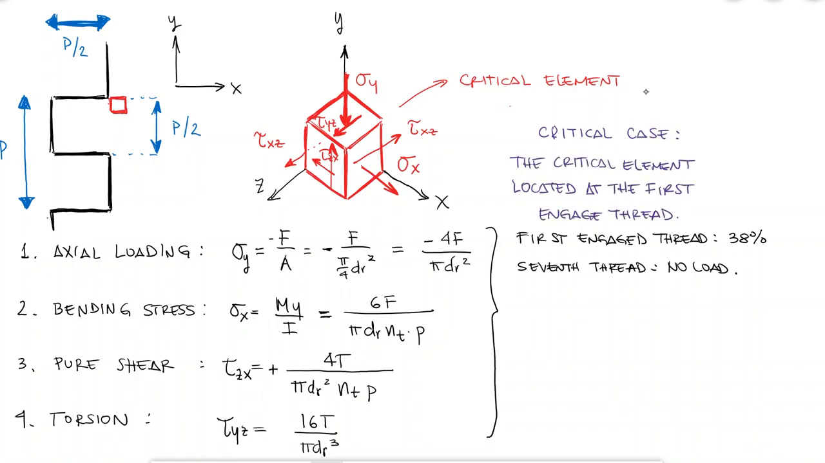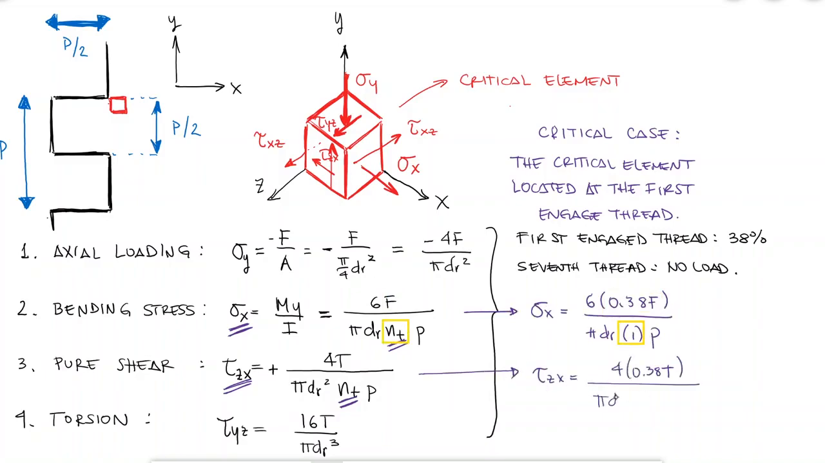The expressions that depended on the number of engaged threads, sigma x and tau zx, could be modified to have 38% of the force and 38% of the torque with nt equal to 1 thread. This would only be true for when the number of engaged threads is 6 or more. To put all of these stresses together, we use the von Mises stress.